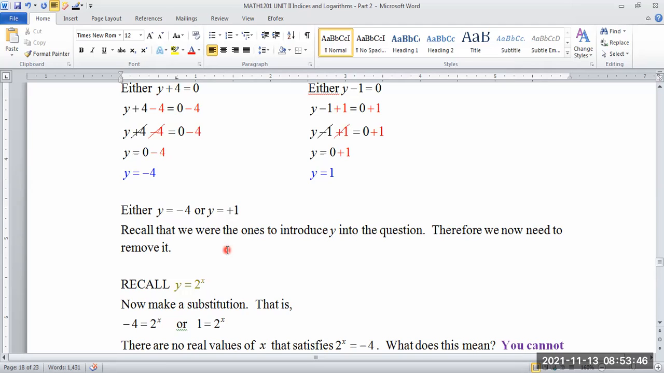We were the ones who introduced it, so we have to remove it. So how are we going to remove it? By resubstituting.